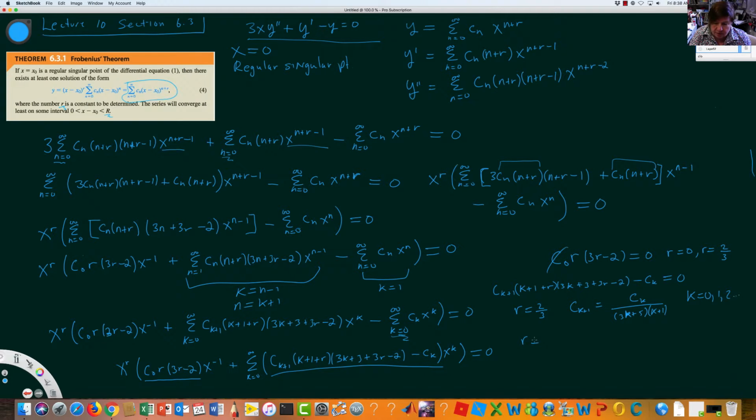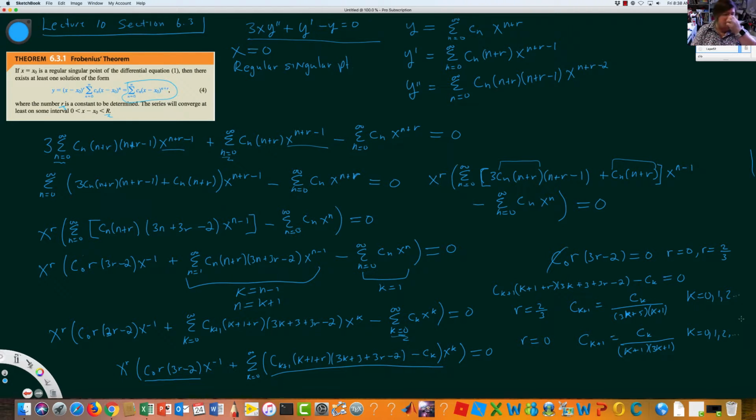And then for r equals 0, I have a second recursion relation, so a different one. c_{k+1} is equal to ck over (k plus 1) times (3k plus 1). So totally different. And of course, again, k is starting from 0, dot, dot, dot.